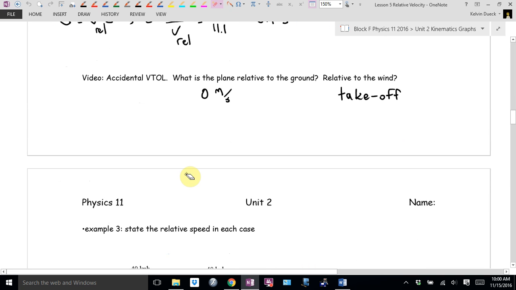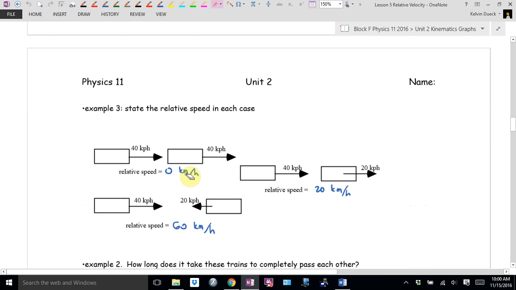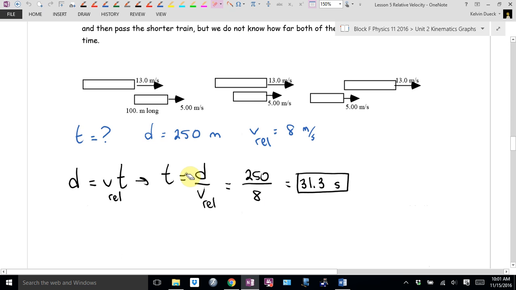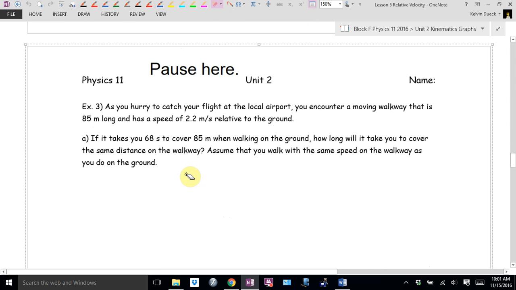I showed you a video of an airplane that had a relative speed to the ground of 0, but a relative speed to the air of taken off. We did a lovely train question. I think I said I like this question, and we paused here.